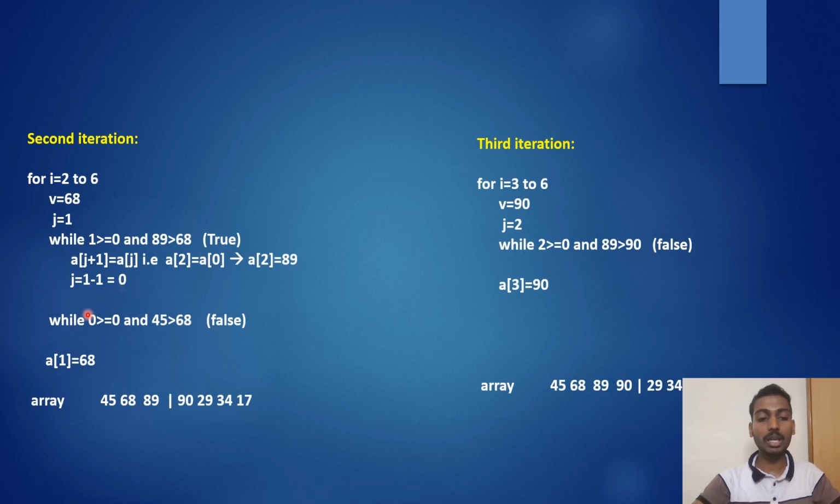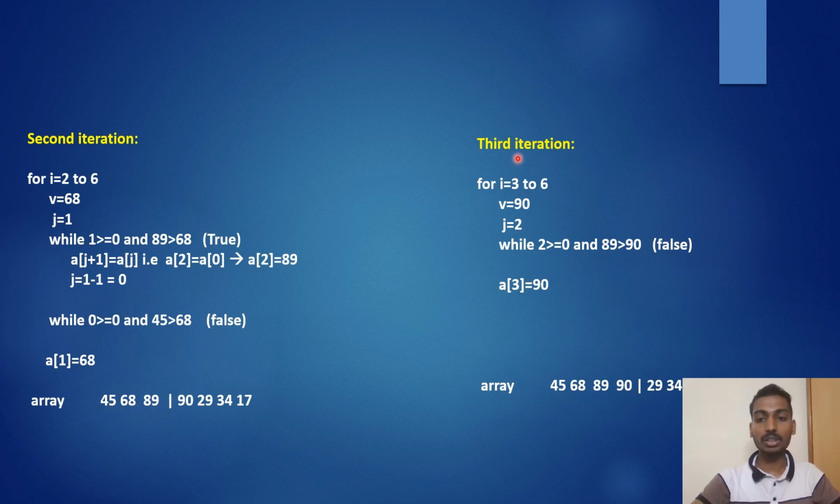Then we execute the while condition, where j should be greater than or equal to 0. This is true. The next condition is a of j should be greater than 68, but here a of j is 45, which is less than 68. So the while condition is false. It comes out of the loop and executes a of j plus 1 is equal to 68. Now the sorted array is 45, 68 and 89.